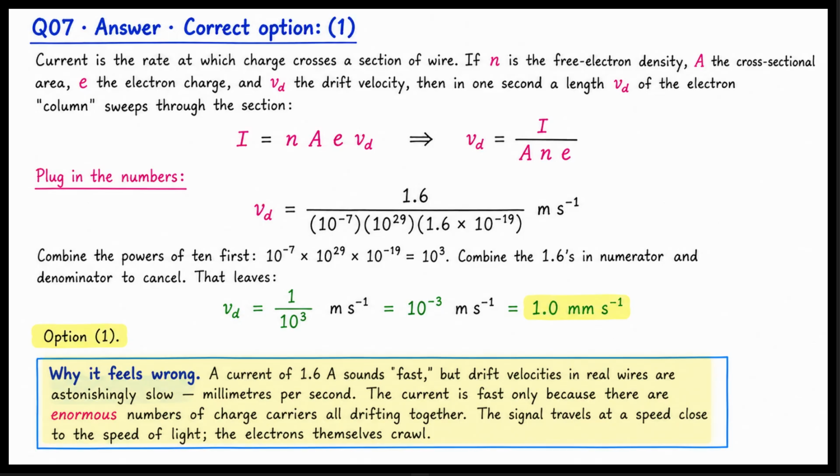A current of 1.6 amps sounds fast, but drift velocities in real wires are astonishingly slow, millimeters per second. The current is fast only because there are enormous numbers of charge carriers all drifting together. The electrical signal travels through the wire at close to the speed of light. The electrons themselves crawl. That contrast, signal at light speed, electrons at millimeters per second, is one of those facts that, once you internalize it, makes intuitive sense of the whole topic.